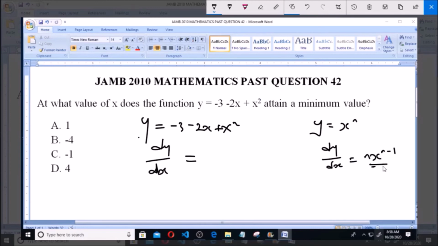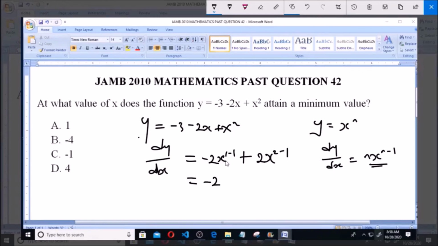So this is what we're going to be applying here also. Now looking at this minus 3 here, it is a constant, so it will be 0. Now we have minus 2x, meaning that x is raised to the power of 1, so that will be minus 2x raised to the power of 1 minus 1 plus 2x raised to the power of 2 minus 1.